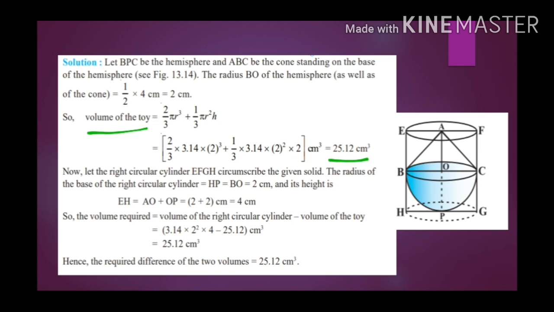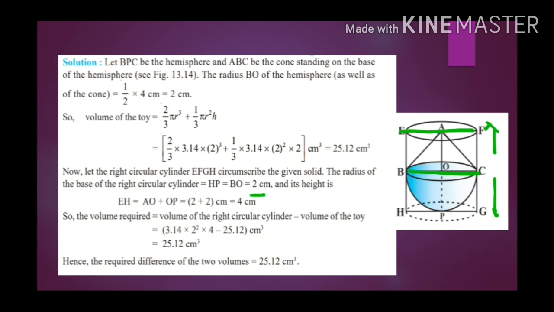Now it is given that a right circular cylinder is circumscribing this toy. Okay, that means from the figure you can easily say that the diameter of this hemisphere or the diameter of the cone is equal to diameter of cylinder. Okay, so diameter of the cylinder is also 4 cm. That means radius of the cylinder will be 2 cm. Now the height. Okay, what will be the height?